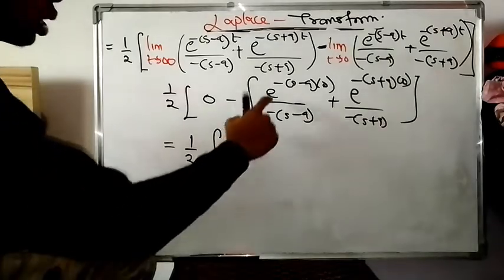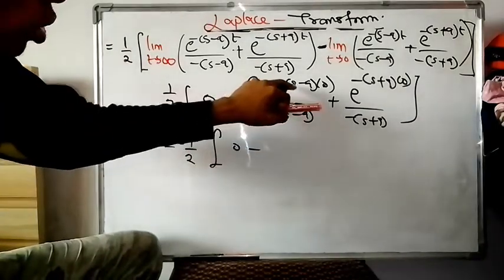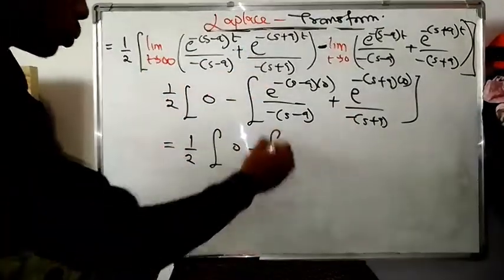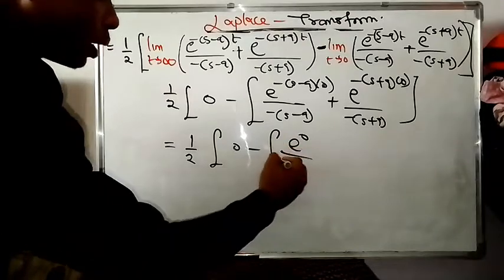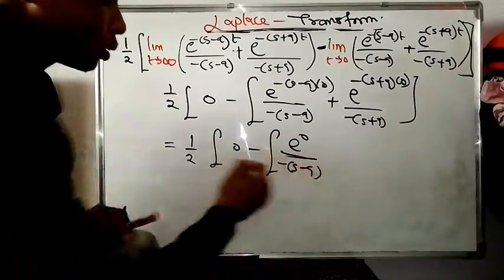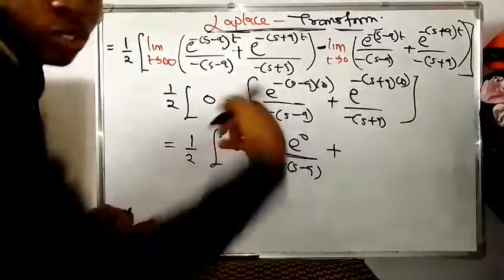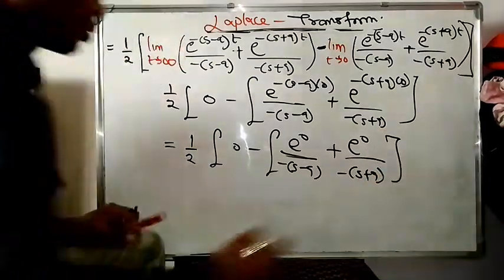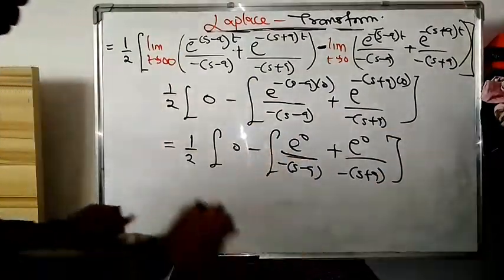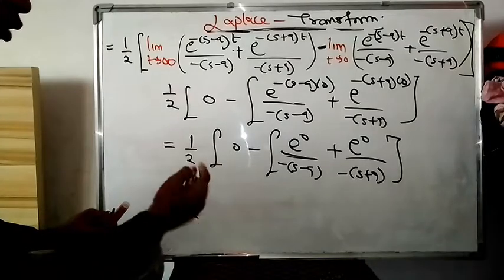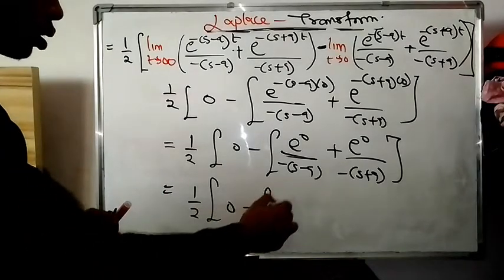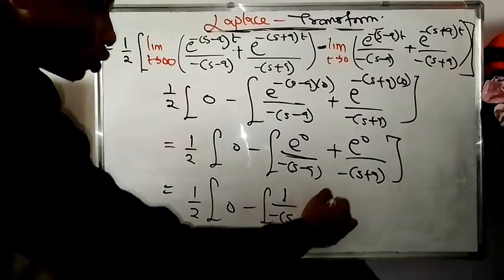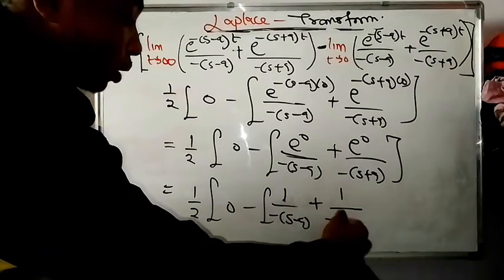Open bracket, 0 minus. Now this is exponential minus s minus a times 0, so this is eventually 0, right? So this is open bracket, exponential 0 divided by minus s minus a, plus 0 times this is also 0, so this is exponential 0 divided by minus s plus a. Exponential 0 is what? 1, right? So this is 1 divided by 2, open bracket, 0 minus 1 divided by 1 minus s minus a plus 1 divided by minus s plus a.